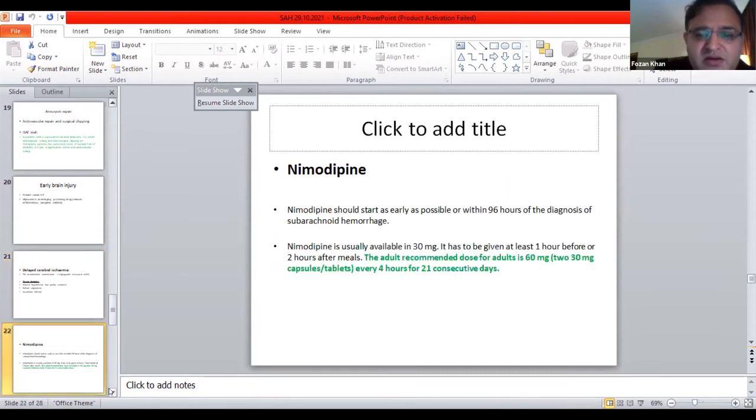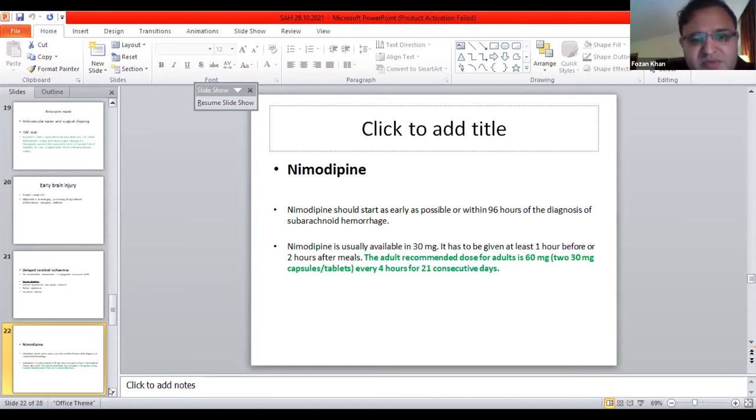Now coming to something more practical, which all of us use in our day-to-day practice: nimodipine. If you talk about the trials, the good quality evidence goes only in favor of nimodipine and endovascular intervention. Endovascular intervention, as we know, even in countries like the UK, is not readily available everywhere. And in Pakistan, very few people can offer it. But nimodipine is available everywhere, even in far-flung areas of Pakistan.